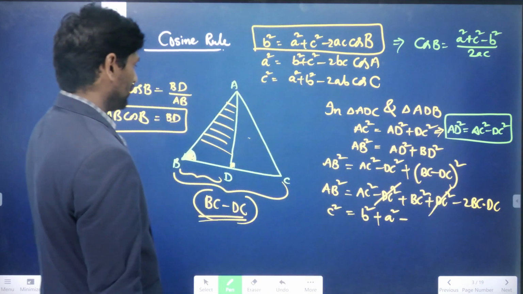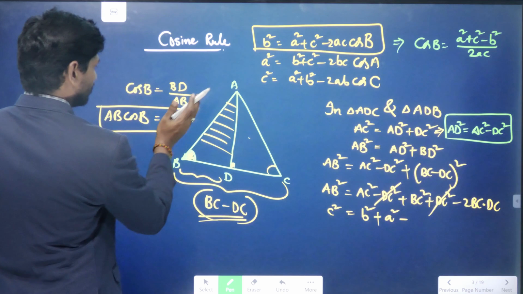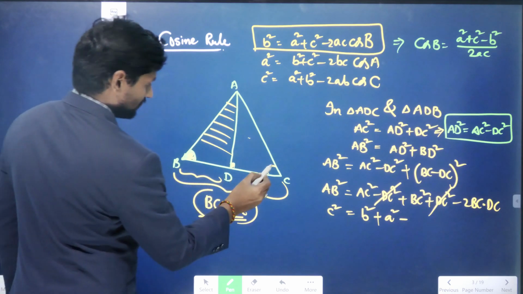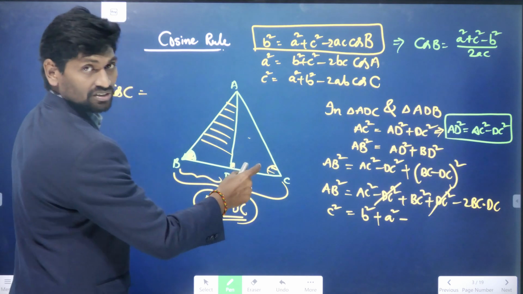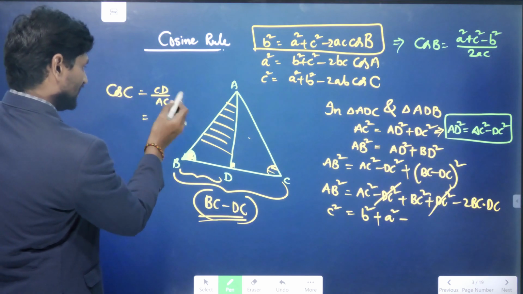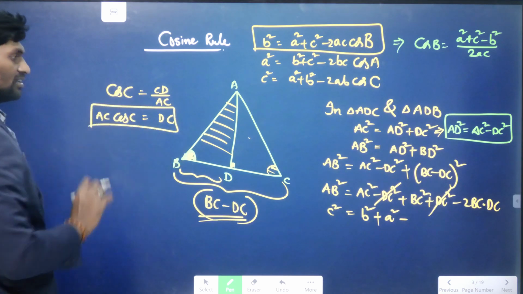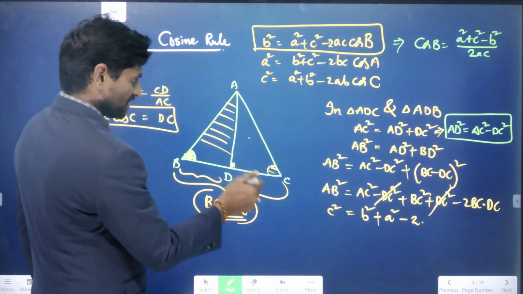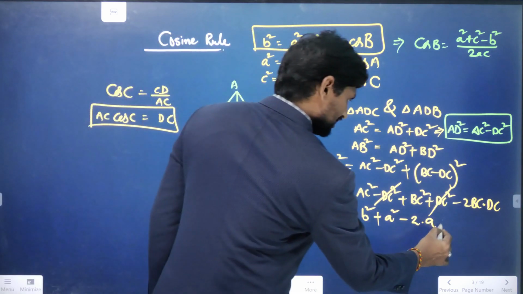Here we are getting angle C now. I am using that angle C here. From this angle C, cos C equals, what is cos C? Cos C equals adjacent side CD over hypotenuse AC. So CD and DC are both the same. In the place of DC, we can write AC cos C. So that is equal to BC. BC is nothing but the opposite side, we can write a. And in the place of DC, we can write AC cos C.